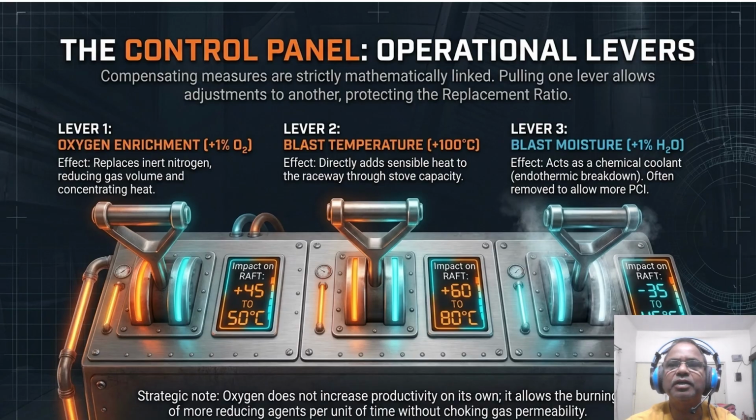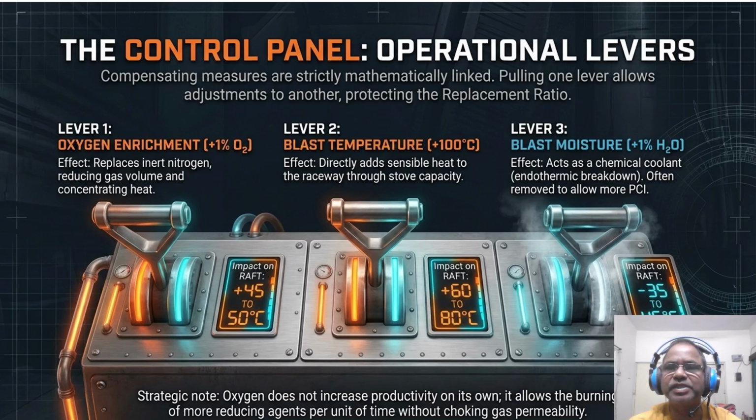So here are your three primary levers. Lever 1 is the oxygen enrichment. Adding 1% oxygen boosts the flame by roughly 45 to 50 degrees. Lever 2 is the blast temperature. Every 100 degrees adds about 50 to 60 degrees centigrade to the flame. Lever 3 is the blast moisture, which acts as a coolant, and these levers are mathematically linked.